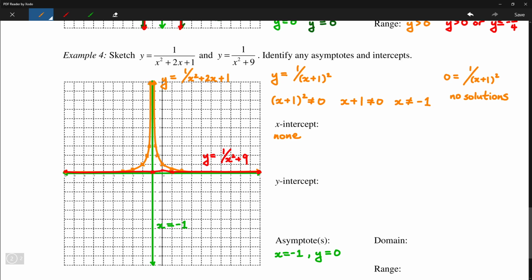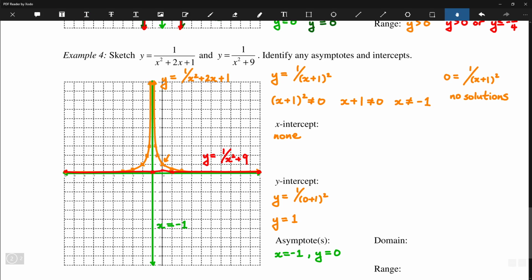Y-intercept, so that's when we let x equal 0. So we have y equals 1 over (0 plus 1) all squared. So y is just going to be equal to 1. And this point right here, that is, of course, the y-intercept. All right, so let's continue talking about the graph.